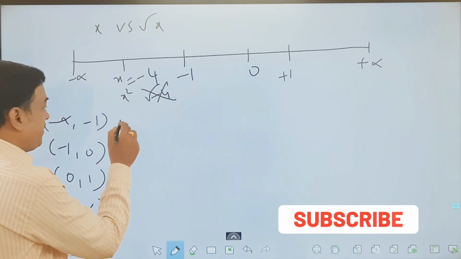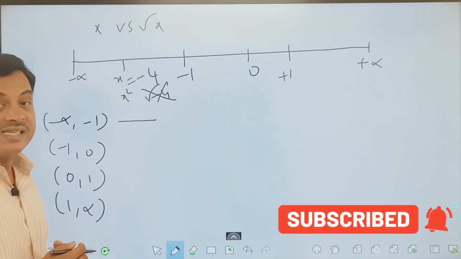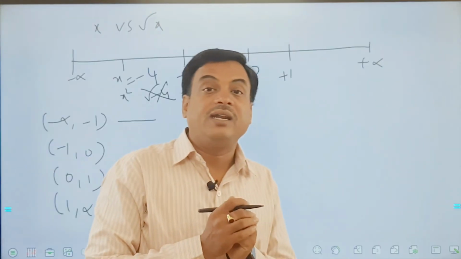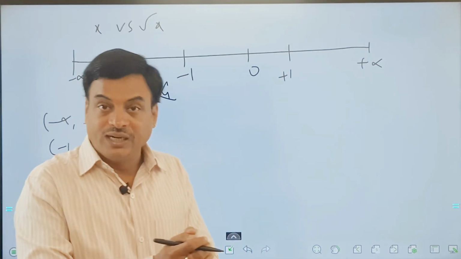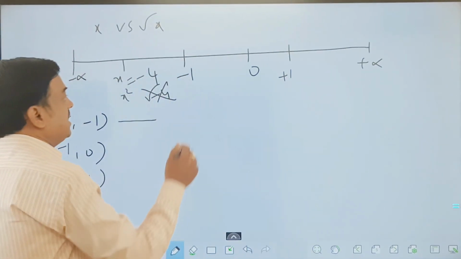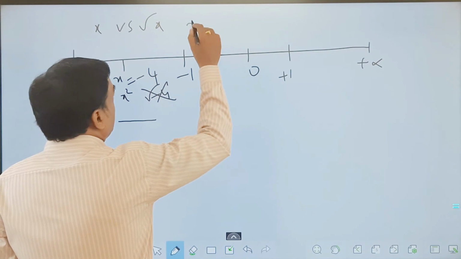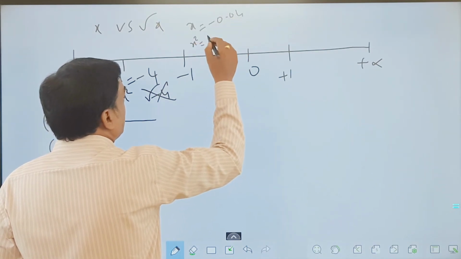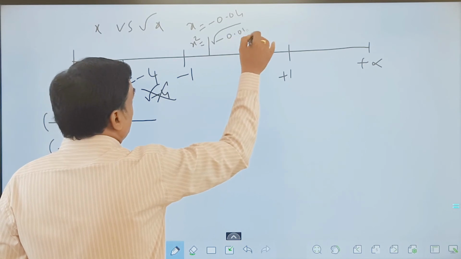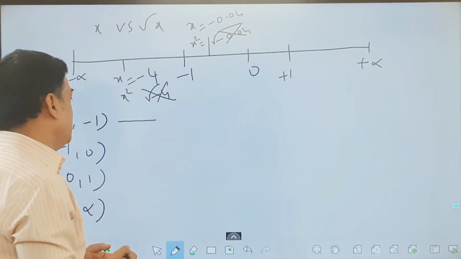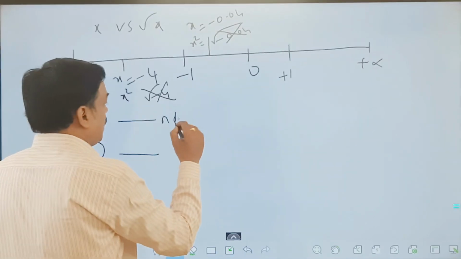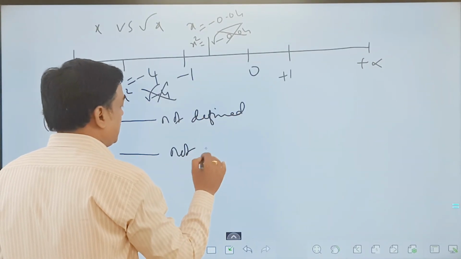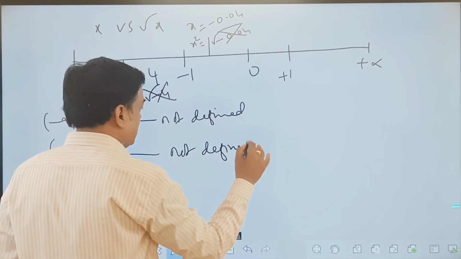So I cannot have any comparison between x and root x here, because root x values cannot be defined for negative values. So we know that clause, right? Similar clause is applicable over here. If I take x is equals to minus 0.04, the value of x square under root of minus 0.04 is not defined. So here again these are not defined, and the other one is also not defined is what I get here in this case.